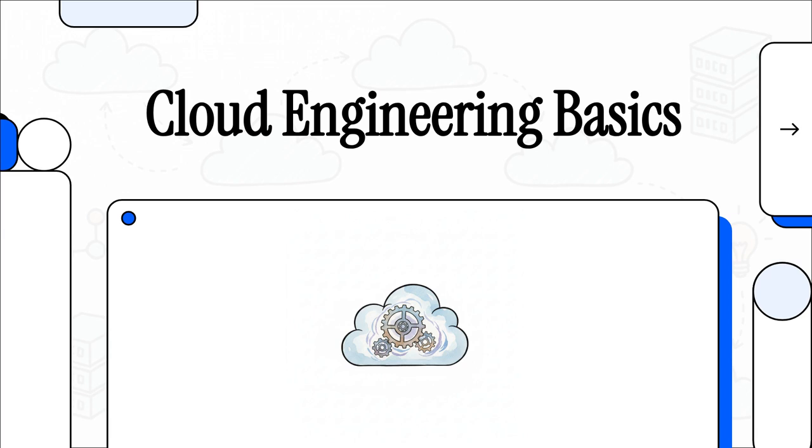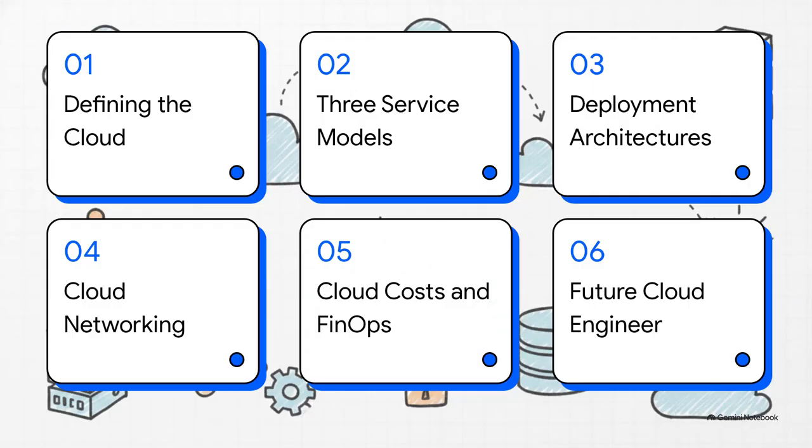So whether you're looking to wrap your head around core service models like IaaS, PaaS, and SaaS, or you want to decode some of those highly complex deployment architectures, you are in the exact right place. We're going to unpack the fundamental skills you actually need to build the modern internet. Okay, let's dive right into this.